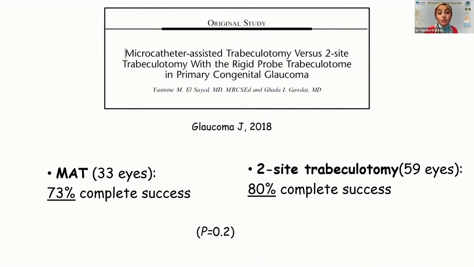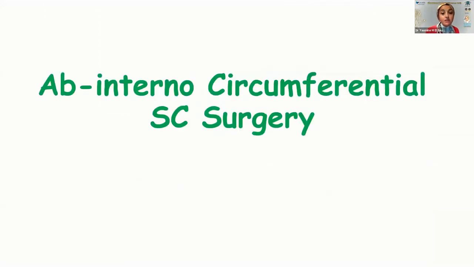When we compared the two-sided technique retrospectively to our microcatheter cases with the glucolite, we found that the results were comparable. They both created circumferential trabeculotomies in different ways. Actually, the two sides yielded slightly better results, but that was not significant. So this is what we do as a standard procedure, more or less, now. The drawback, of course, is that you violate the conjunctiva with these ab-externo procedures.